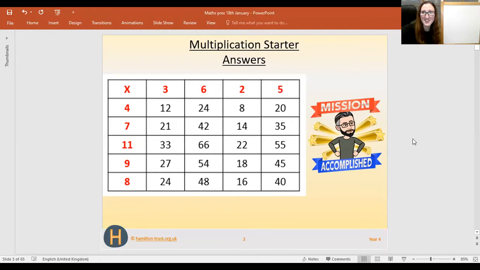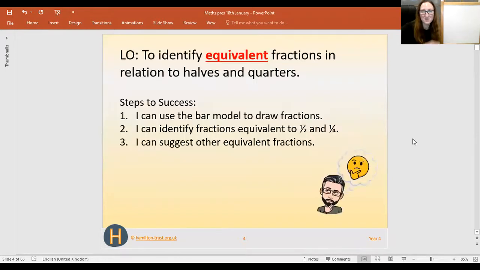Okay, let's have a little look at what we're doing today. So our learning objective this morning is to identify equivalent fractions in relation to halves and quarters. And you can see there that I have coloured, emboldened, and underlined that word equivalent. So it's going to be really important in our lesson today that we know and understand that. So we'll talk about that in a bit more depth in a moment.